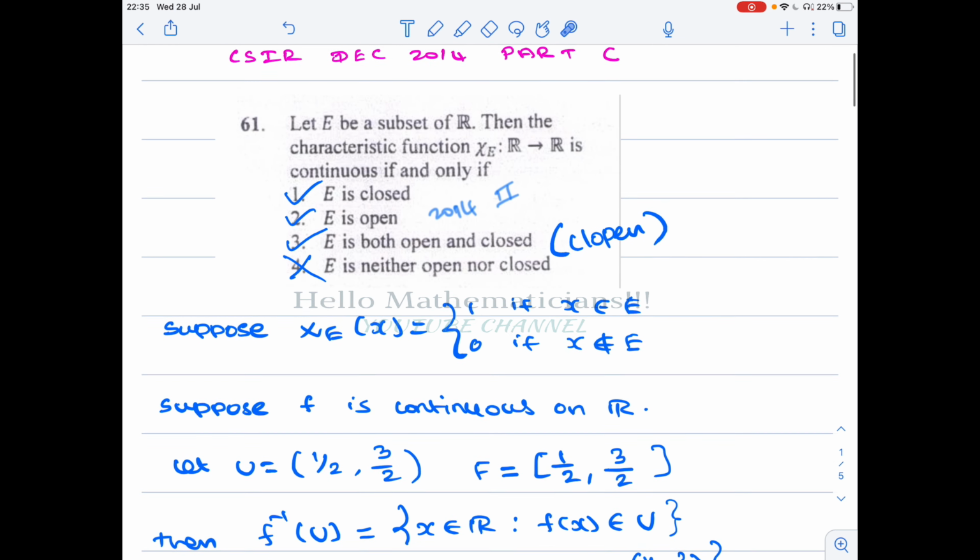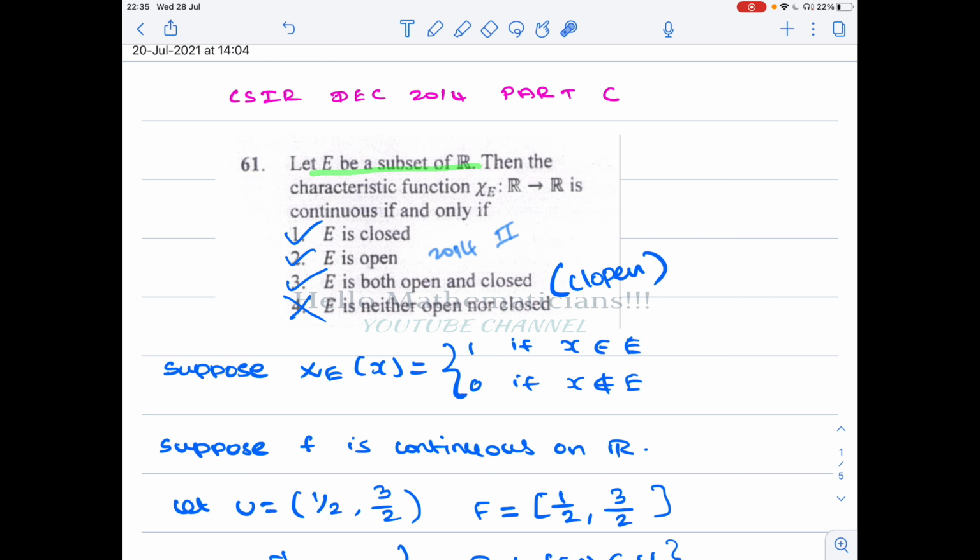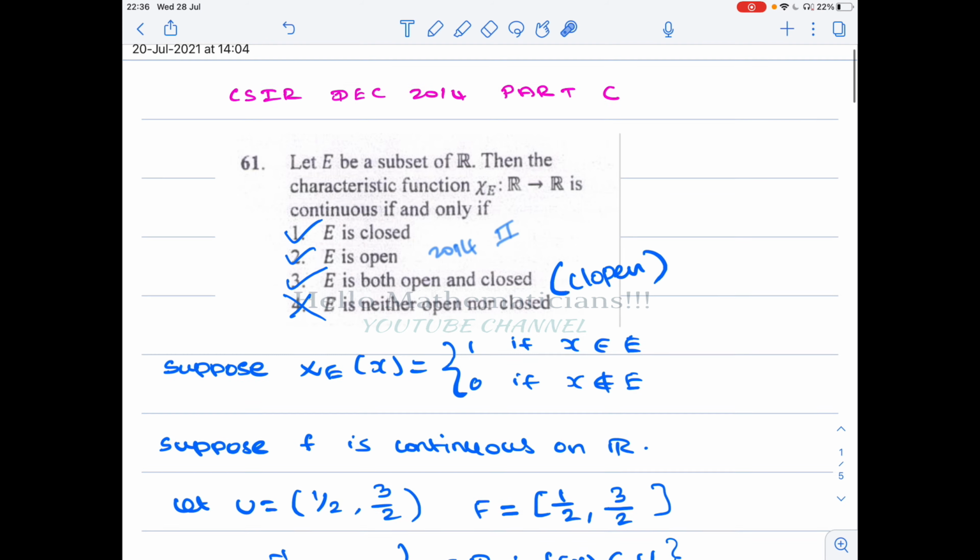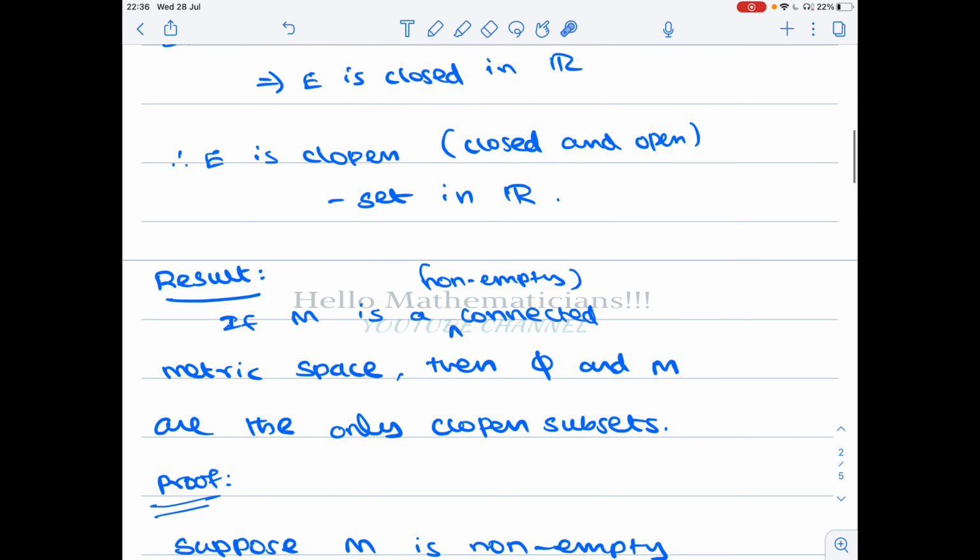We concluded that if E is a subset of R, then chi_E is continuous if and only if E is both open and closed. But what are all the examples of subsets of R which are both open and closed? Clearly, the empty set is both open and closed, and the full space is both open and closed. What about any other set? Is there any subset of R other than empty and whole R which is both open and closed? The answer is no. For that reason, we'll do a little bit more work.